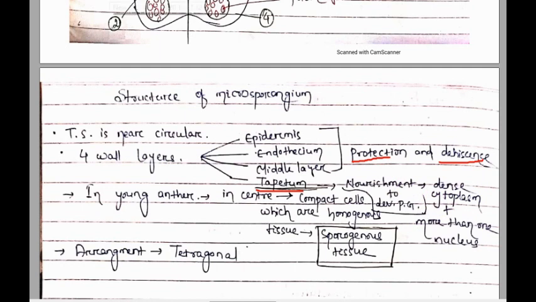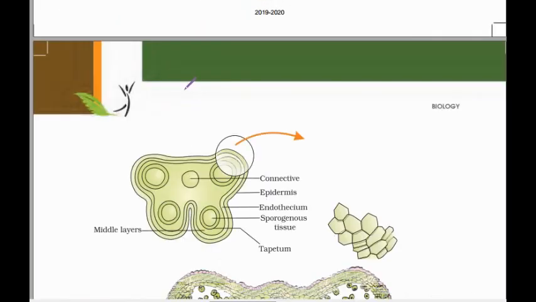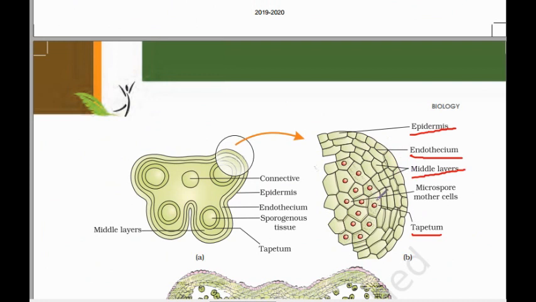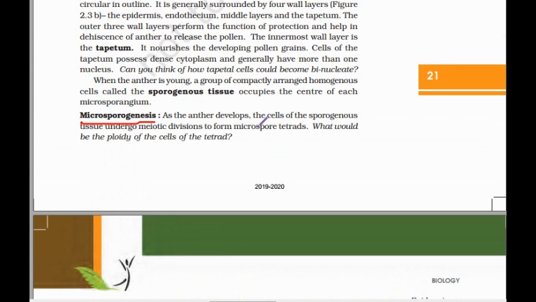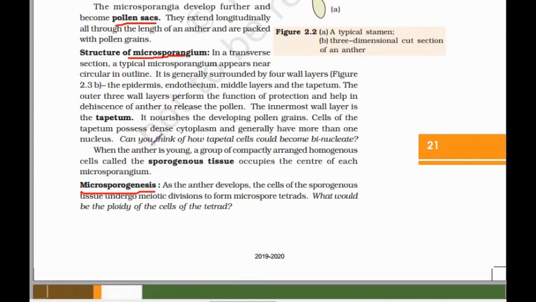than one nucleus. This tapetum consists of more than one nucleus and dense cytoplasm. As compared to the other cells, you can already see that it is very dense. The cytoplasm is very dense and contains more than one nucleus, which means this tapetum is multinucleated. Here the question is: can you think of how tapetal cells could be binucleate? As you know, the tapetum consists of dense cytoplasm and has more than one nucleus.